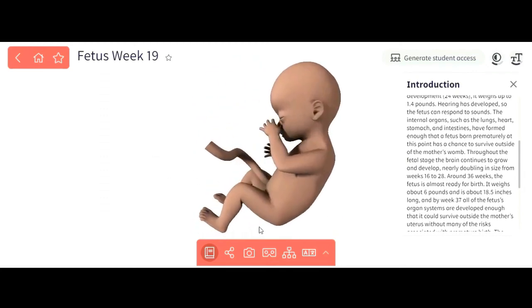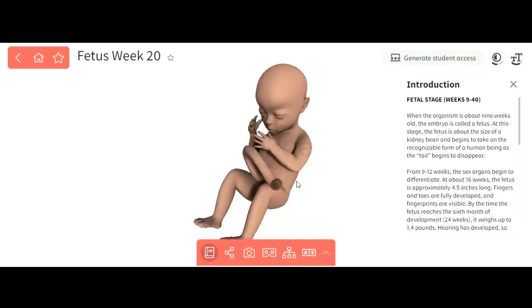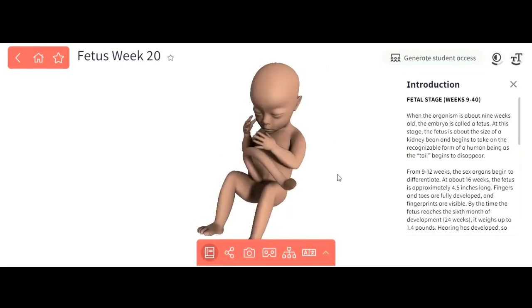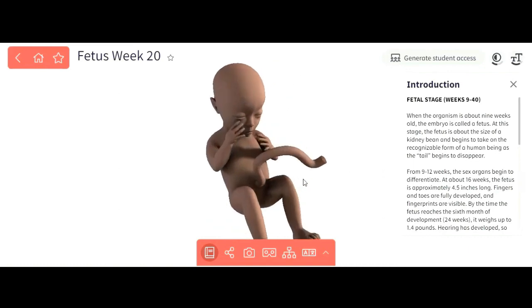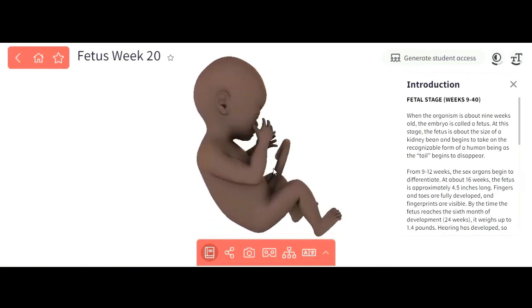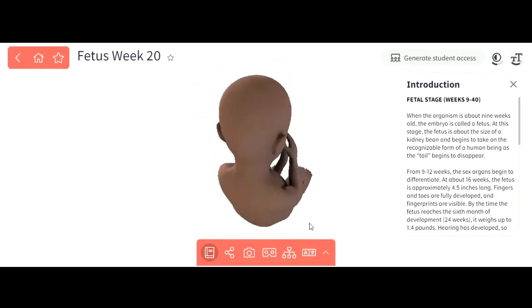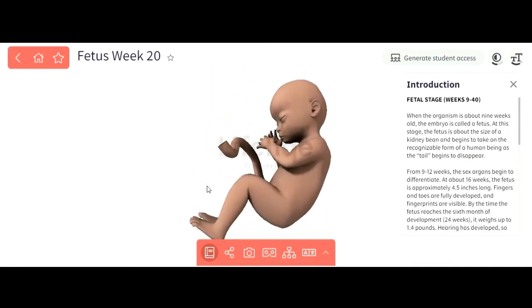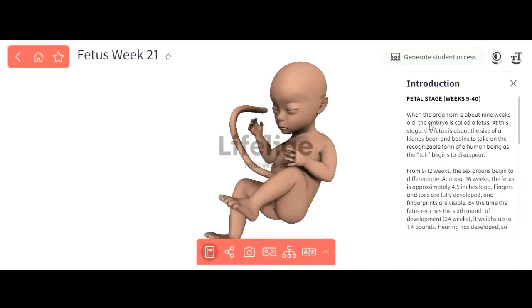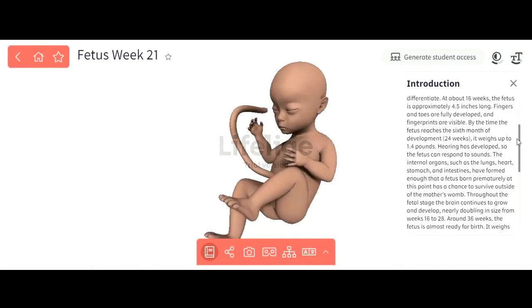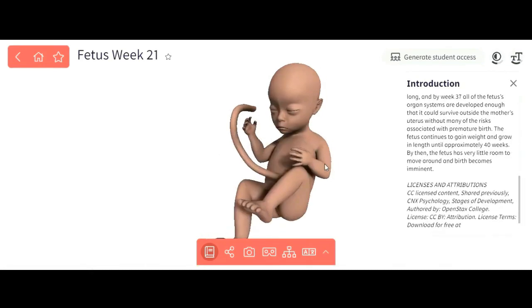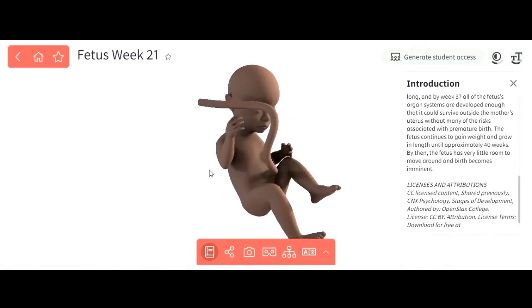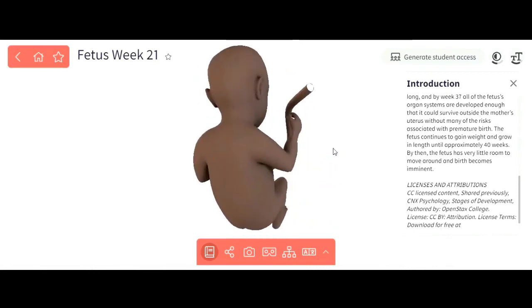We are going to fetus week 20. We can see this from the front side and back side, and this is the head. You can see this is from the side of our body when in the fetus phase.